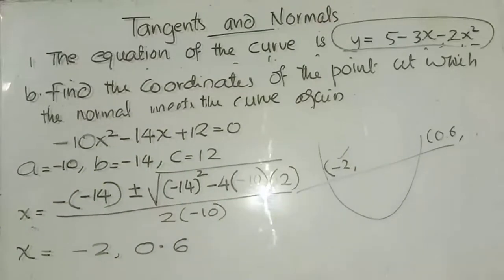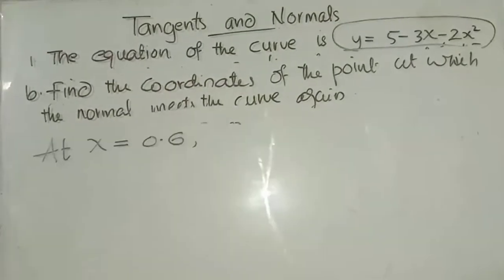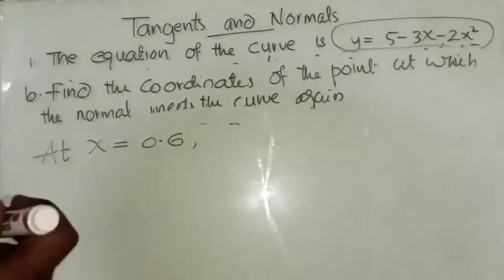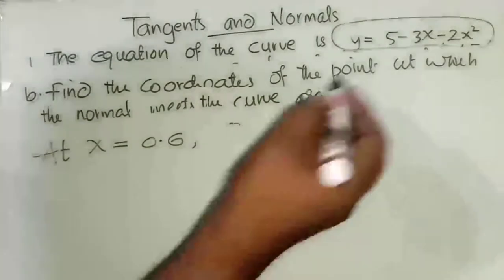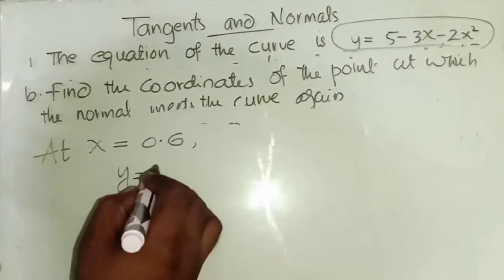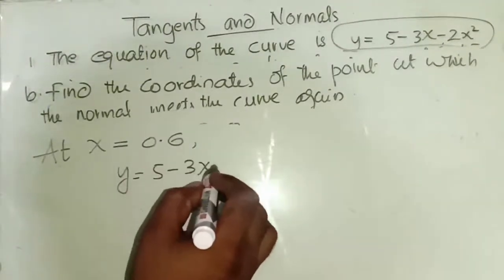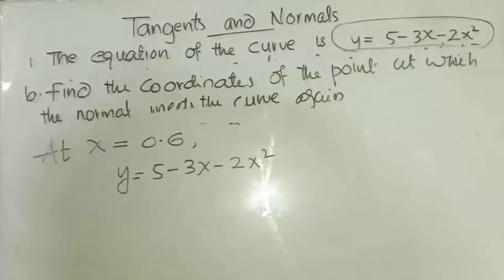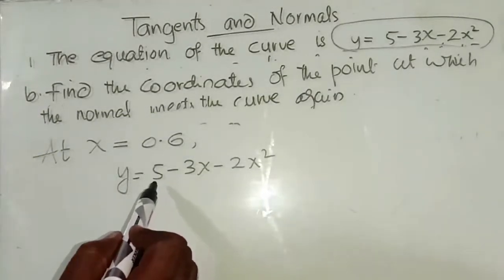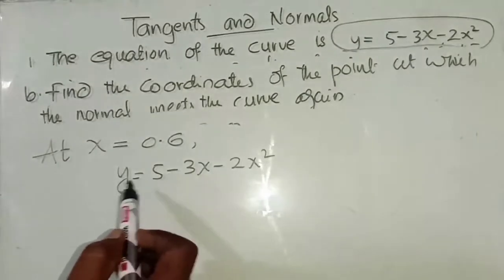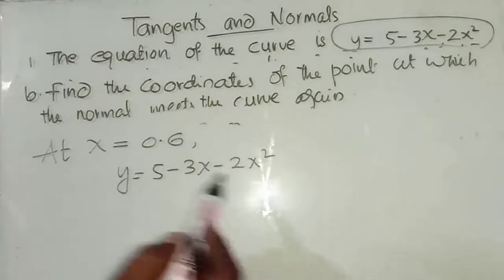Now we need to calculate the y coordinate. At x is equal to 0.6, what happens to y? You can use y is equal to 5 minus 3x minus 2x squared, or the equation of the normal. Any one of these equations can be used. Either you can substitute x is equal to 0.6 in this quadratic equation, or you can substitute in x plus 5y is equal to 13. Anyway, I am substituting in this.